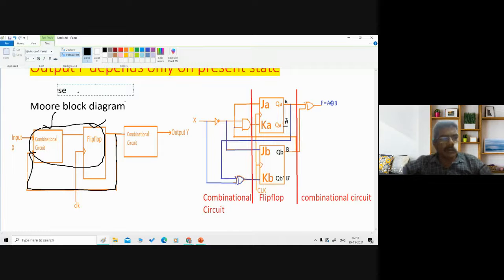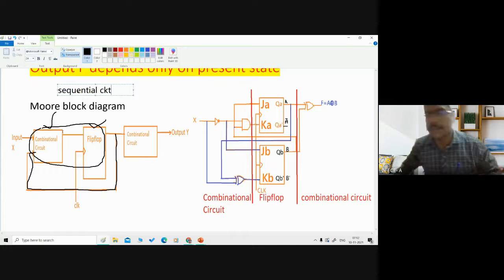Sequential means we have a sequential circuit. And in addition, in the Moore state we'll have one more portion. So these are the conditions of the Moore block diagram.